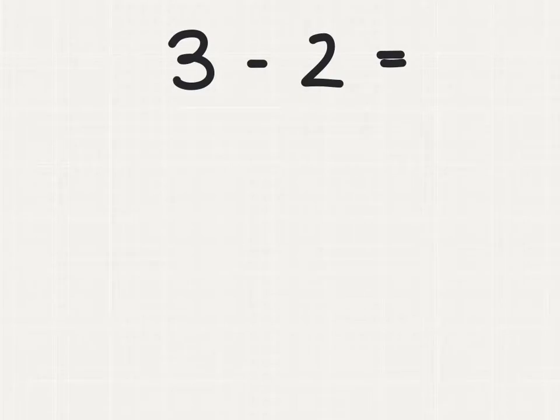Let's begin with a simple example. I think you would agree that 3 minus 2 equals 1. But let's see if we can show how to prove that difference, that solution, by using models. 3, or positive 3, would be modeled with 3 yellow counters.